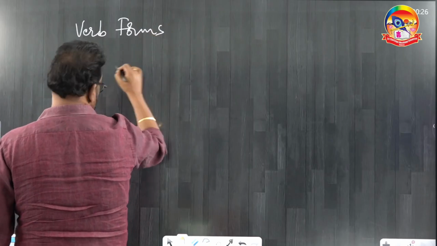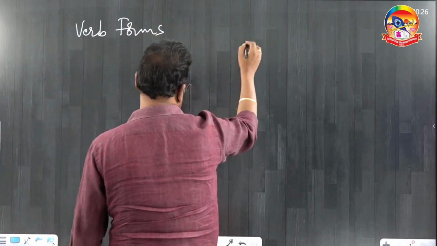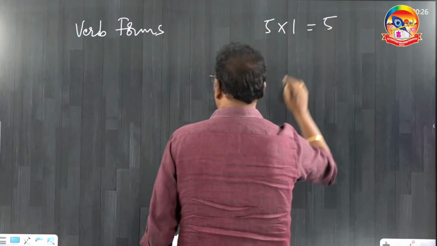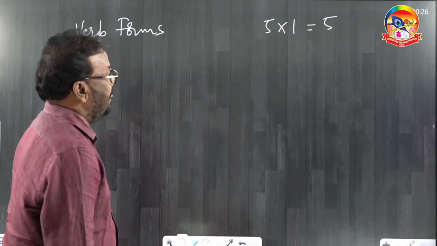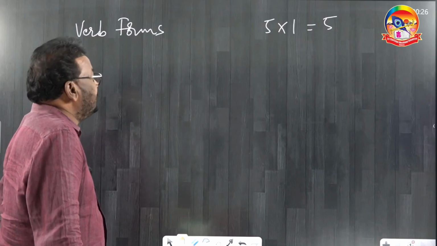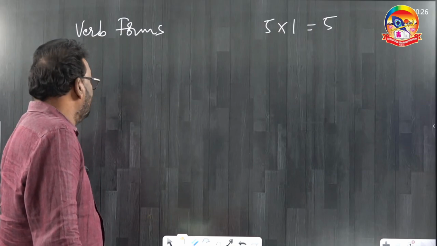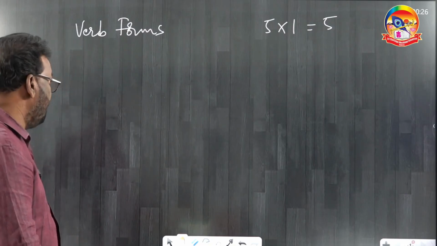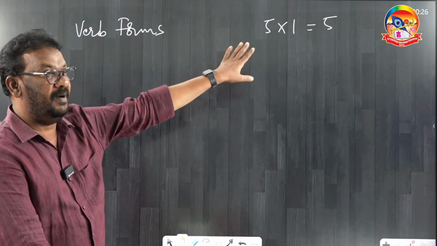Verb forms, of course, tenses, to be very simple. 5 sentences with 5 blanks, and this topic carries 5 marks. Many are given in your textbook for practice, and it's enough if you practice all those sentences. Surely you will be able to score 5 out of 5. 5 sentences with 5 blanks.